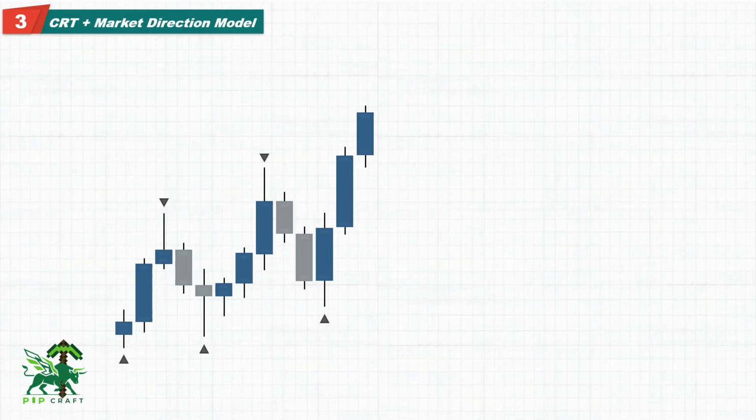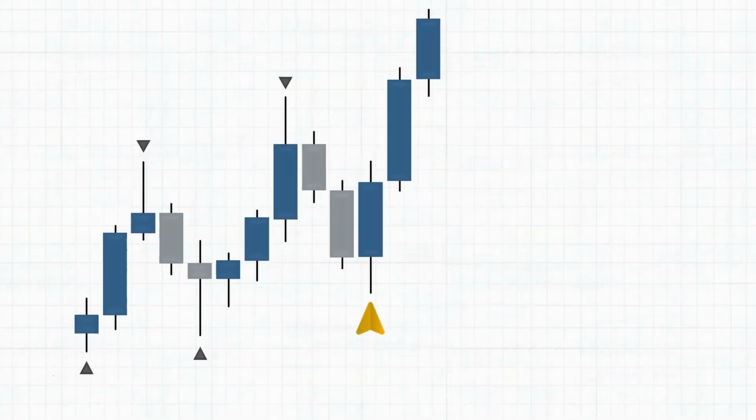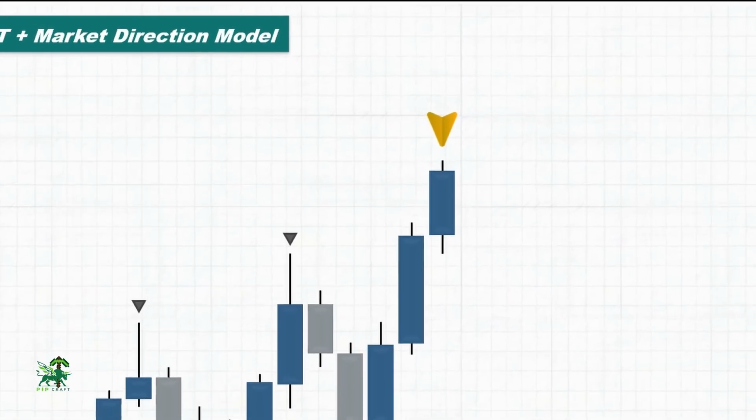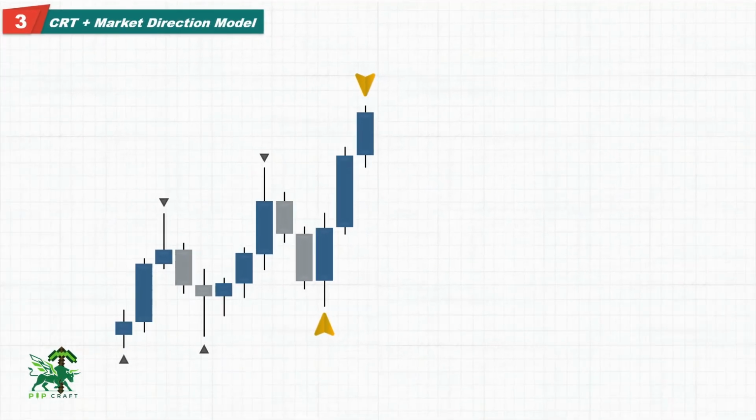Then, we wait for a correction, because that gives us a better price to enter and a safe place to put our stop loss. Let's say the latest impulsive move started from this point and went all the way up to here. We expect the correction to happen inside this range. From here, we start using the CRT model, but only on bearish candles, since the market is in an uptrend.